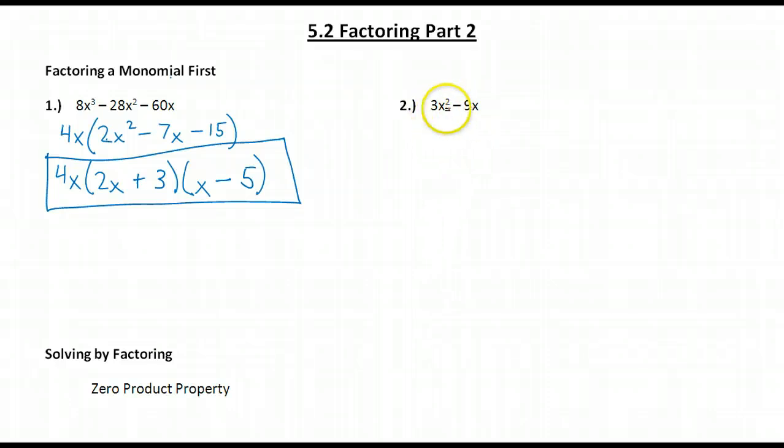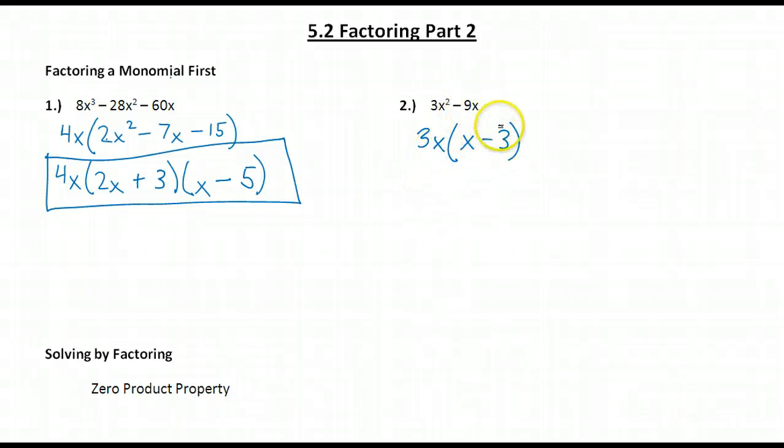Here we start with a binomial. And if I look at my coefficients, I have 3 and 9, so I can factor out a 3. And if I look at my variables, I have x squared and x. So I'm going to factor out an x. And I'm left with x minus 3. I could check this by distributing. 3x times x is 3x squared minus 3x times 3, which is 9x.